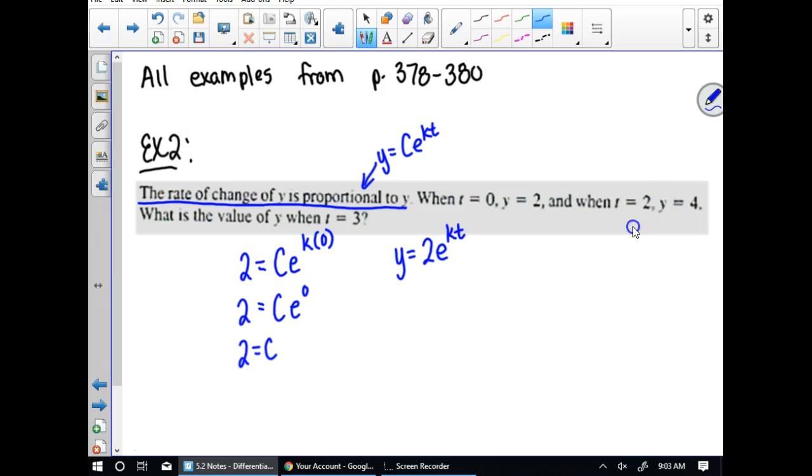Now we can use the second set of information that they've given us. When t equals 2, y equals 4. So we'll have 4 equals 2e to the k times 2. Now this one's going to be a little bit harder to solve, but not too bad. You're going to divide off that 2. So you got 2 equals e to the 2k. What would you do next?